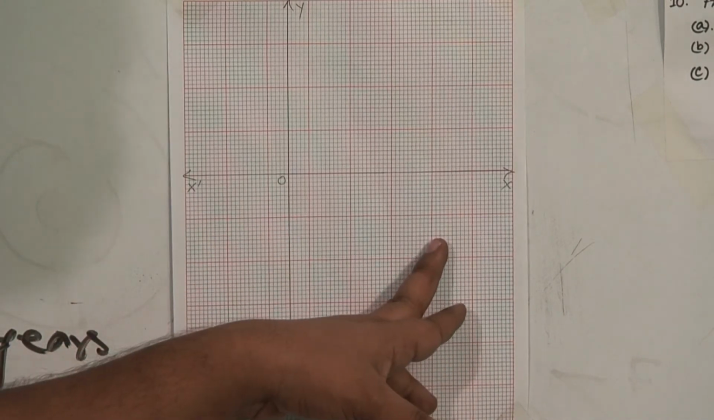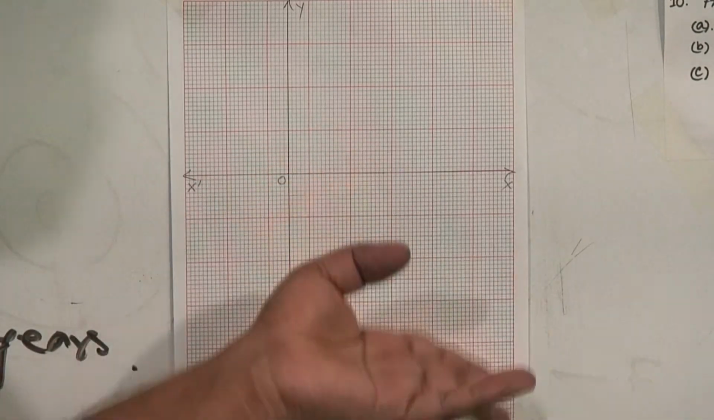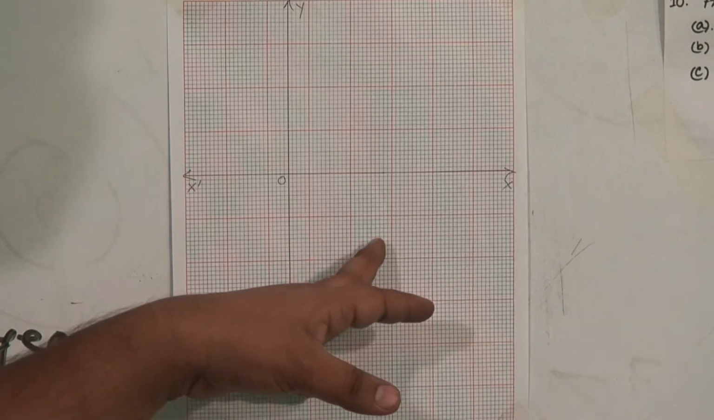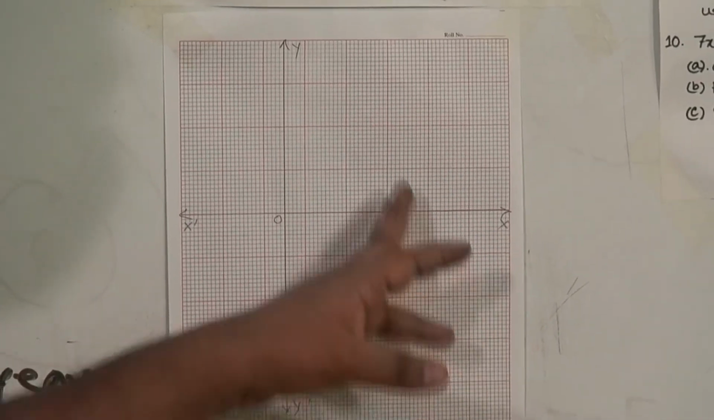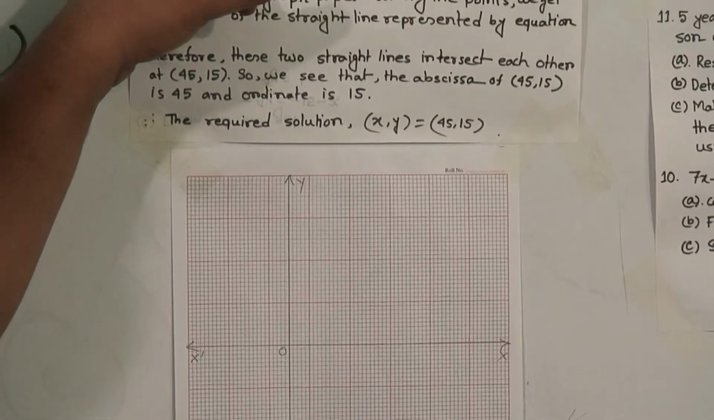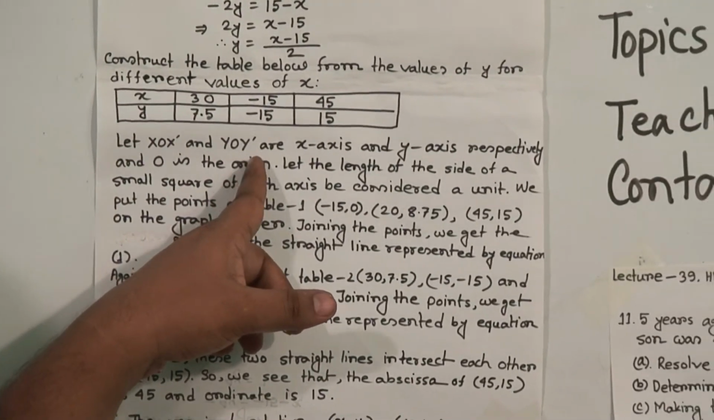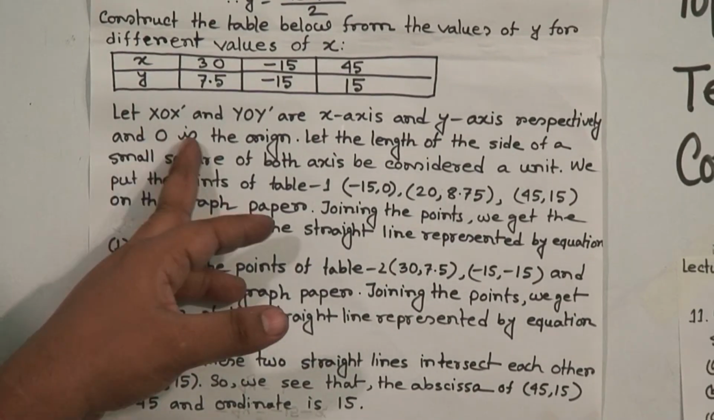After that, in this section, if the first one is plus and the second one is minus, then that point is placed in the fourth part. Okay, I hope you have understood, my dear student. This is the x-axis and this is the y-axis. Now notice, let XOX' and YOY' be the x-axis and y-axis respectively, and O is the origin.